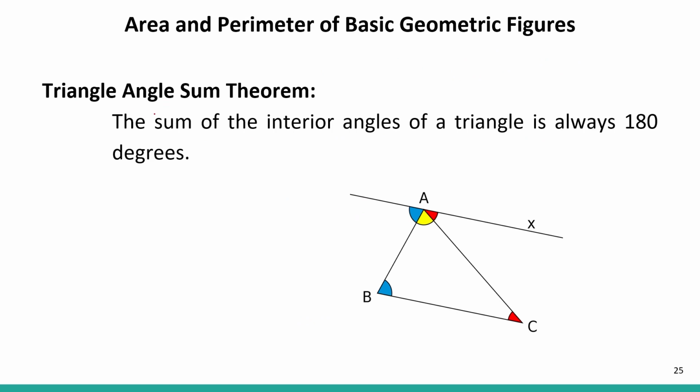So, the triangle angle sum theorem. The sum of interior angles of a triangle is always 180 degrees. As you can see here, these three angles, alpha, beta, gamma, so alpha plus beta plus gamma is always equal to 180 degrees. That is what is told right here. So this is called the triangle angle sum theorem, that is, the sum of all the interior angles of a triangle is 180 degrees. Let's go forward to the other properties and other theorems.